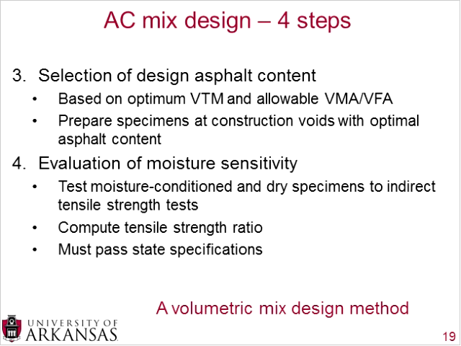The third step of your AC mix design is the selection of the design asphalt content. So you base that on the optimal VTM, which is generally 4%, sometimes it's 4.5%, and your allowable VMA and VFA. So if you go to your state agency, they've established limits on what VMA levels and what VFA levels you're able to use. And then you prepare specimens at that constructed voids with the optimal asphalt content. That is to verify that you are actually designing what you think you are at the optimal asphalt content.